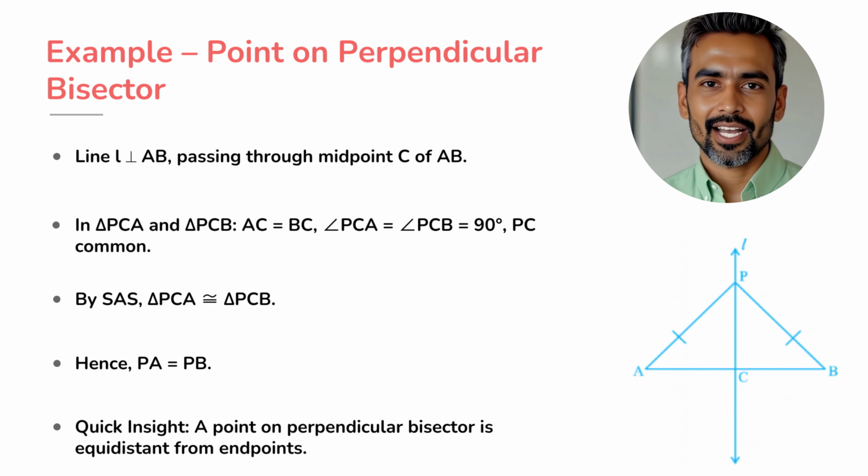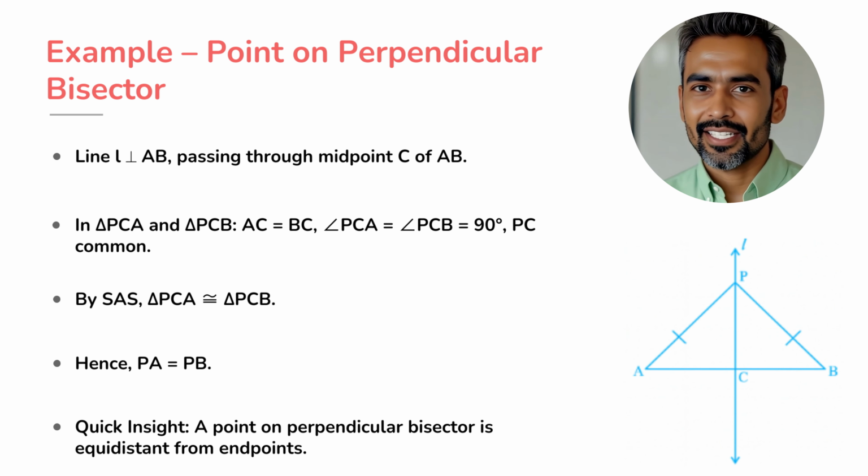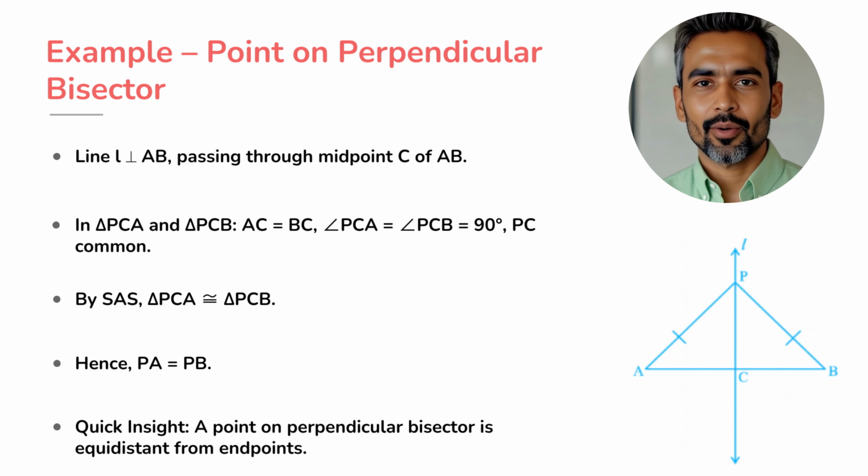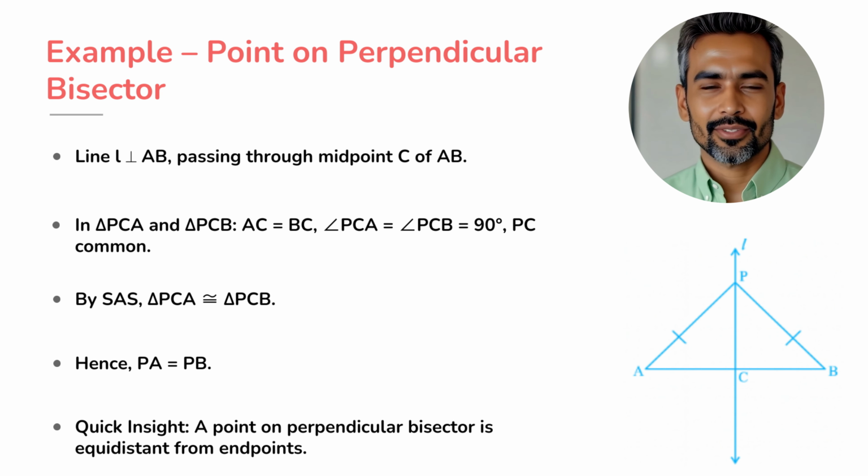Look carefully at triangle PCA and triangle PCB. Here, side AC is equal to side BC because C is the midpoint. Angle PCA is equal to angle PCB, both being 90 degrees. And side PC is common to both triangles. So, by the side-angle-side rule, triangle PCA is congruent to triangle PCB. And once they are congruent, corresponding sides must be equal. That means side PA is equal to side PB.